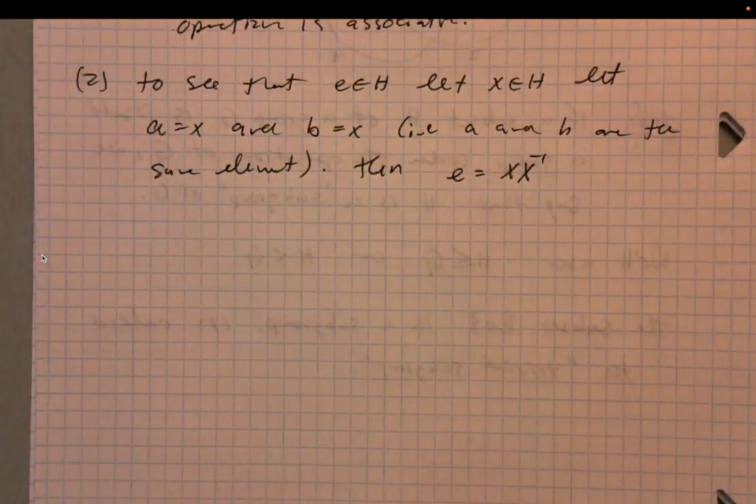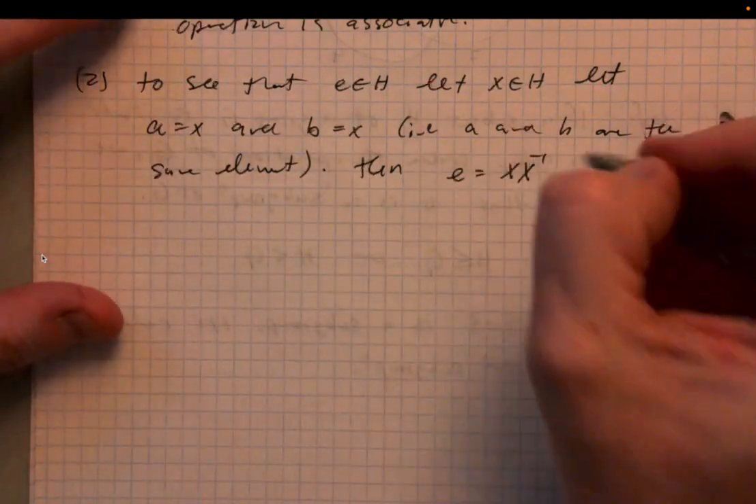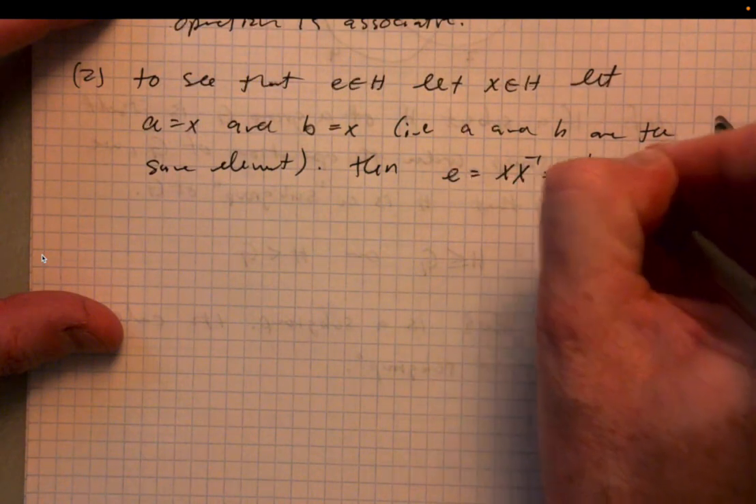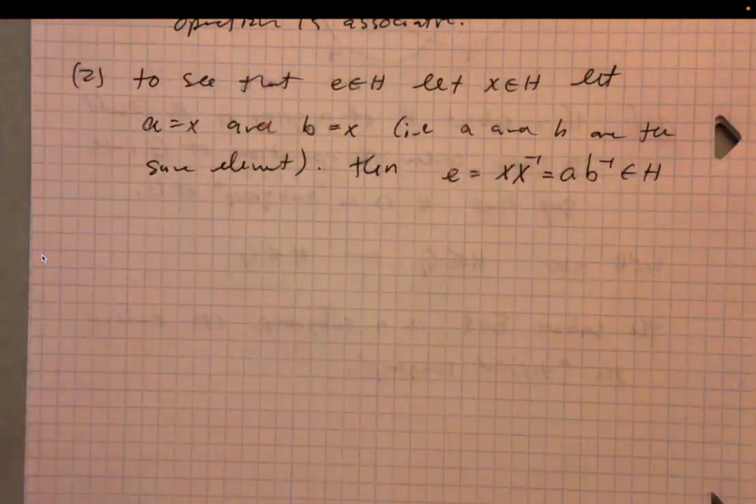We know that X times its inverse is automatically equal to the identity. And since X is equal to A and B, that's equal to A times B inverse, so it's an element of H.